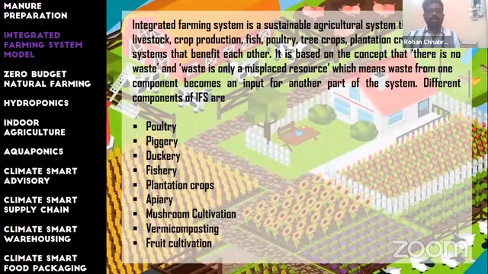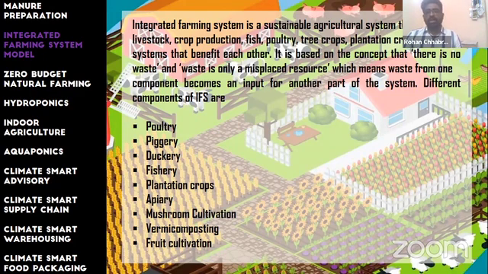Then there is the integrated farming system model. Integrated farming system is a sustainable agriculture system that integrates livestock, crop production, fishery, poultry, tree crops, plantation crops, and other systems that benefit each other. It is based on the concept that there is no waste and waste is only a misplaced resource, which means waste from one component becomes an input for another part of the system.